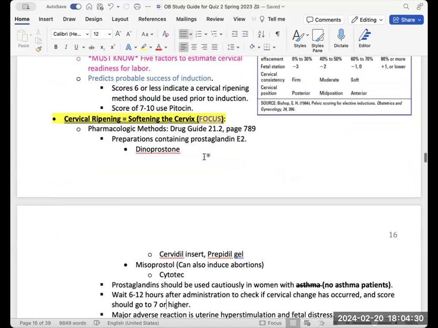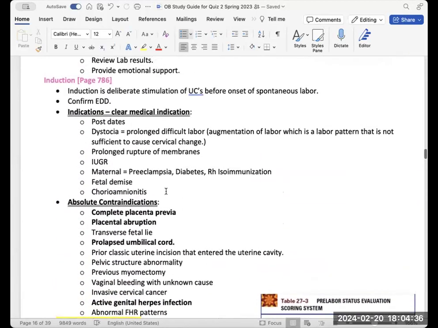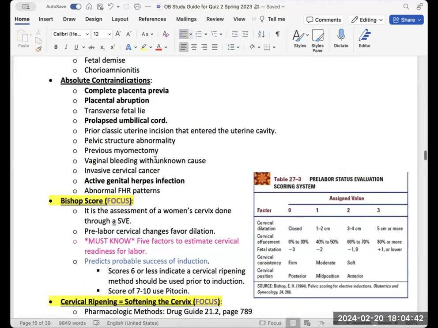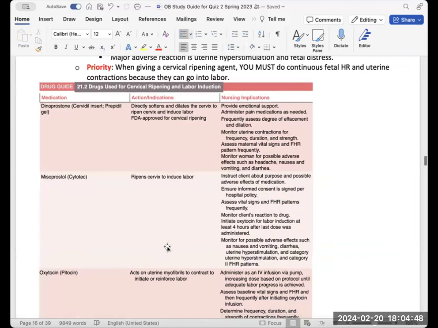So when it gets back up to the normal point of the Bishop score between 7 and 10, then we'll do that. But remember, we're only doing this if they have any of these indications, post-dates, prolonged rupture of membranes, things like that. That's the only reason why we would use inductions or cervical ripening agents. There's no other reason why we would use these.